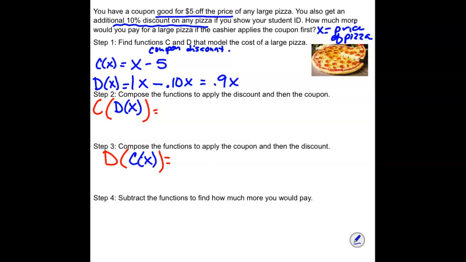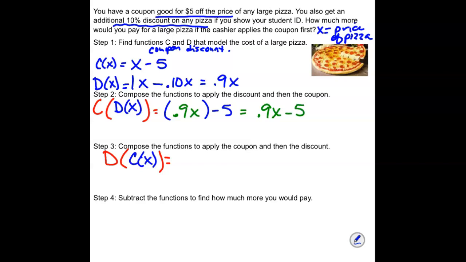So this first one, we do the coupon of the discount of x. So c of d means we start with function c, which is something minus 5, and we dump our discount equation into it. And there's really nothing to do to simplify that. We can get rid of the parentheses. We're just going to have 90% of our initial price minus the $5.